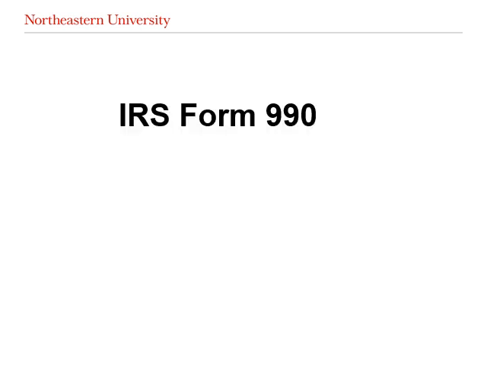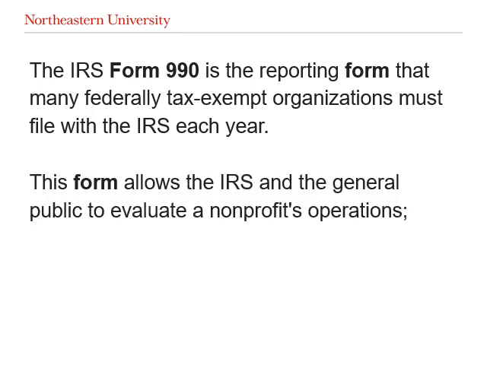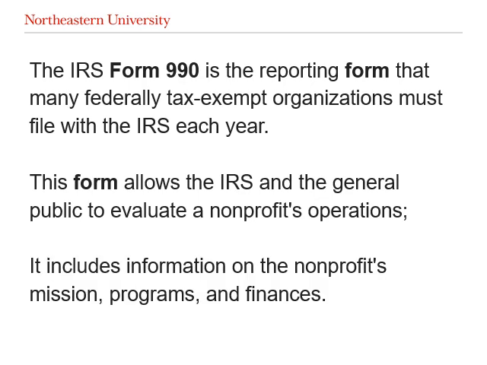The IRS Form 990. The IRS Form 990 is the form that most tax-exempt organizations must file with the IRS each year. And this form allows the IRS, as well as the public, anyone, potential donors, community members, other nonprofits, to look at the nonprofit's fiscal operations. And it also includes information on the nonprofit's mission, its programs, and accomplishments.